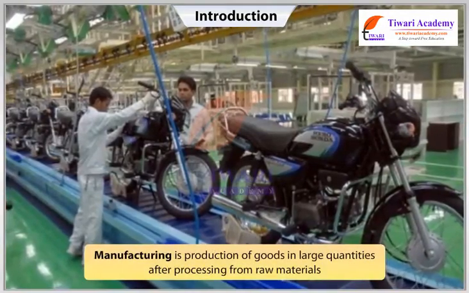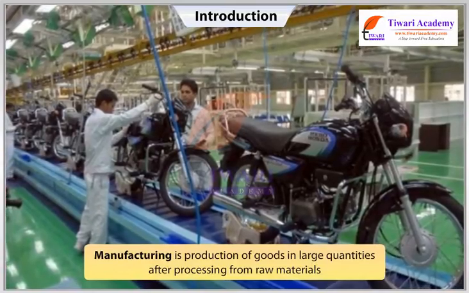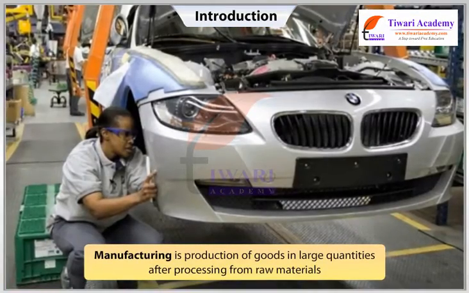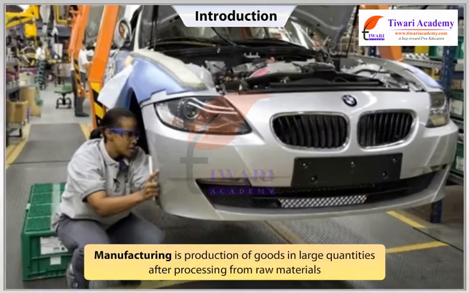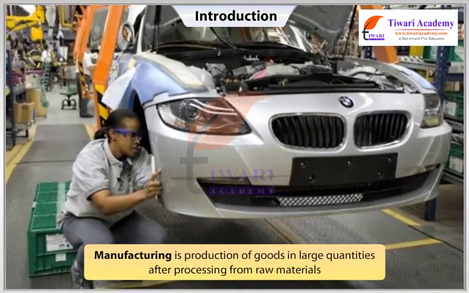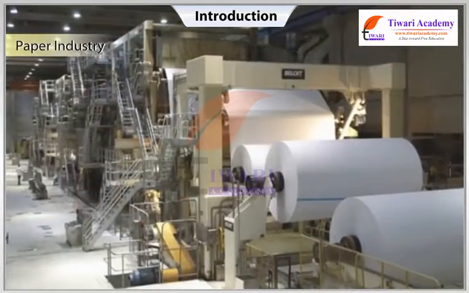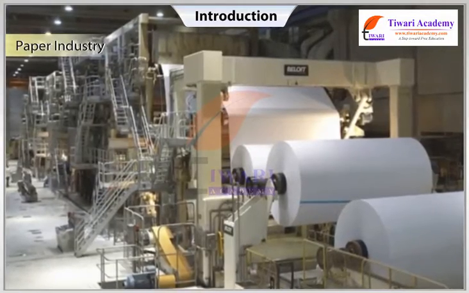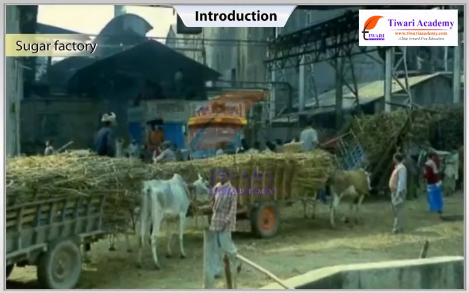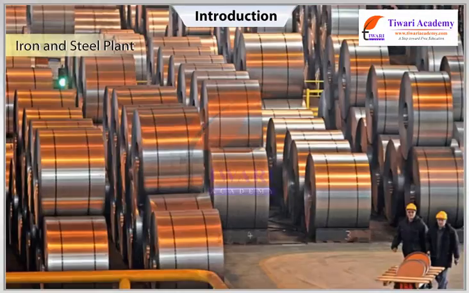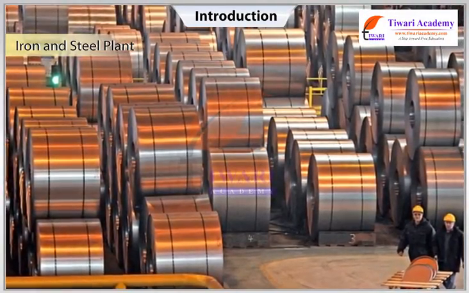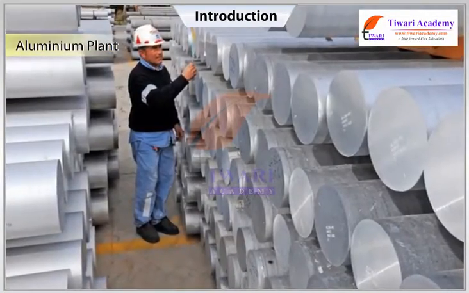Manufacturing is the use of tools, machines, and labor to produce goods in large quantities after processing from raw materials for use or sale. You have already learned that paper is manufactured from wood, sugar from sugarcane, iron and steel from iron ore, and aluminium from bauxite.